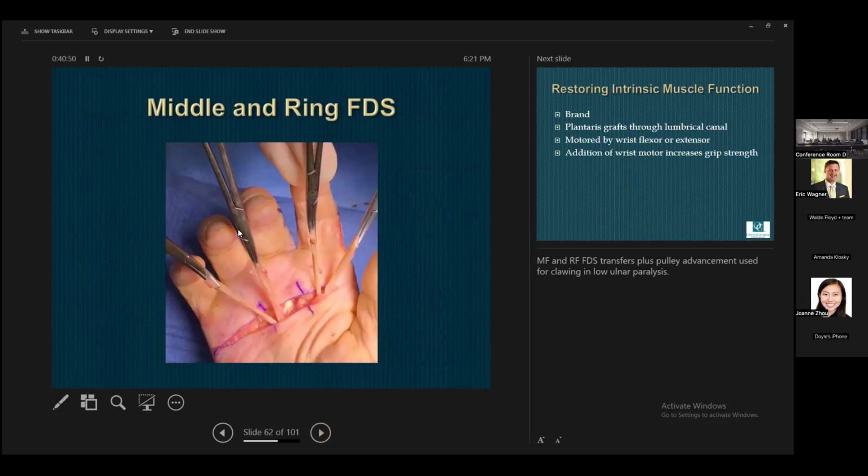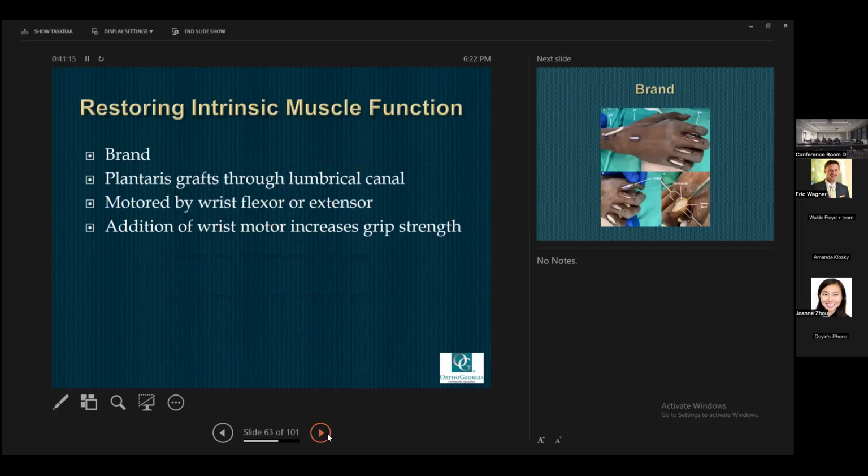This is just a case with intrinsic paralysis where I used both FDS, and these transfers go into the radial aspect of the ulnar 3 digits, but into the ulnar aspect of the ring, you don't have a transverse metacarpal ligament in the first web. So we're back to the Brands.